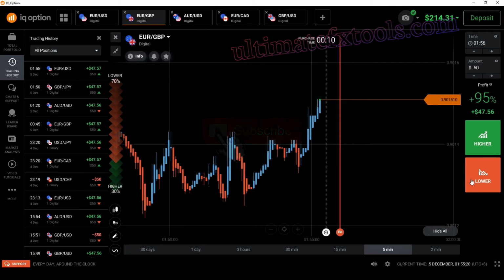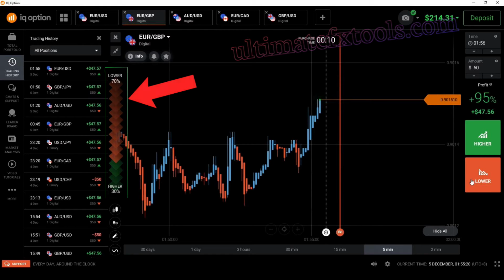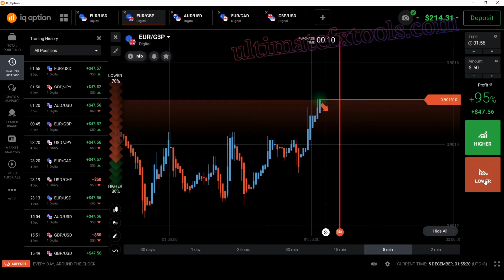The strategy is so simple, by reading the traders' sentiment on the left side of the chart. If the traders' sentiment goes 70% up, let's go for a buy. As long as the sentiment goes down, let's go for a sell. But we need to see the chart.